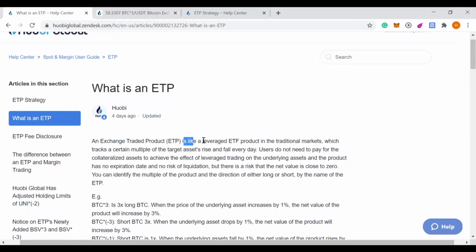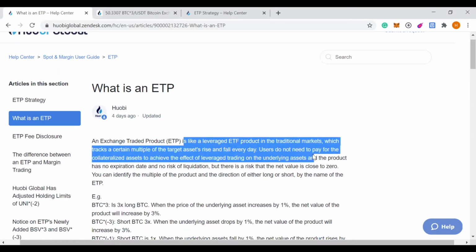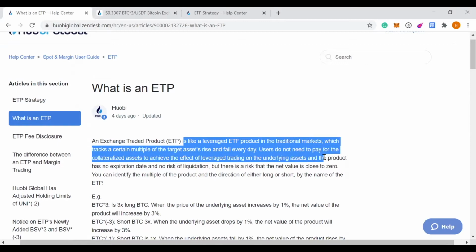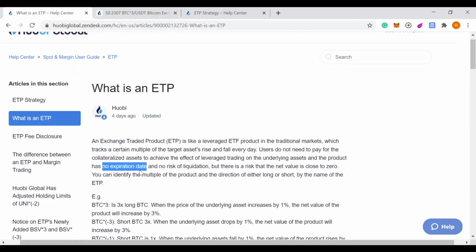An ETP is a leveraged ETF product, like in traditional markets, which tracks a certain multiple of the target asset's rise and fall every day. Users do not need to pay for collateral assets to trade the effect of leverage trading on the underlying assets. The product has no expiration date. This is really important: you have no expiration date and no risk of liquidation.